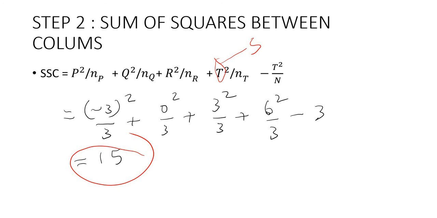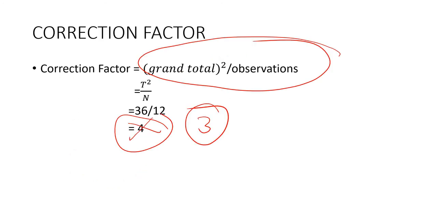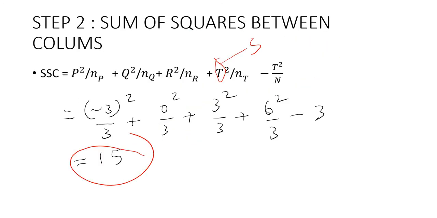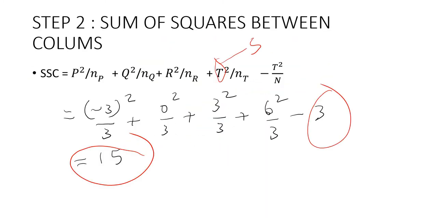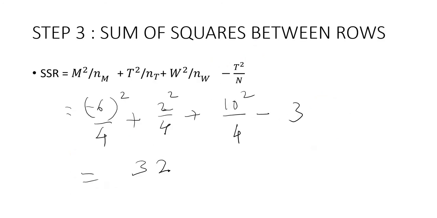You got it? So two corrections, sorry for that. 36 by 12 is 3, so that's why I put 3 here. And here this is not T, this is S square, the value of the student S, which is 6. So we have put here 6 square by 3. So step 2, you understood.